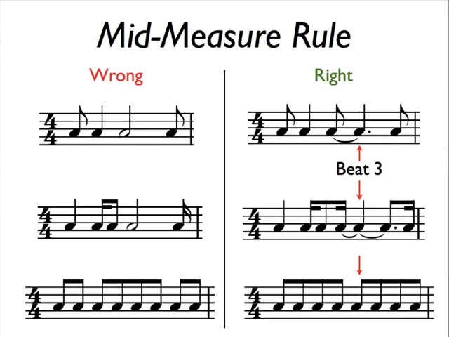Here are some examples of music that is written incorrectly on the left-hand side, and then how it's written correctly on the right-hand side. On the right-hand side you can see beat 3, and on the left-hand side you can't. The bottom one, the problem with it is the beaming. It beams across mid-measure. You want to think of 4/4 as being 2 measures of 2/4, and each half is autonomous. It's a complete entity unto itself. So when you write mid-measure rules, you want to be able to see the note that starts the second half of the measure.